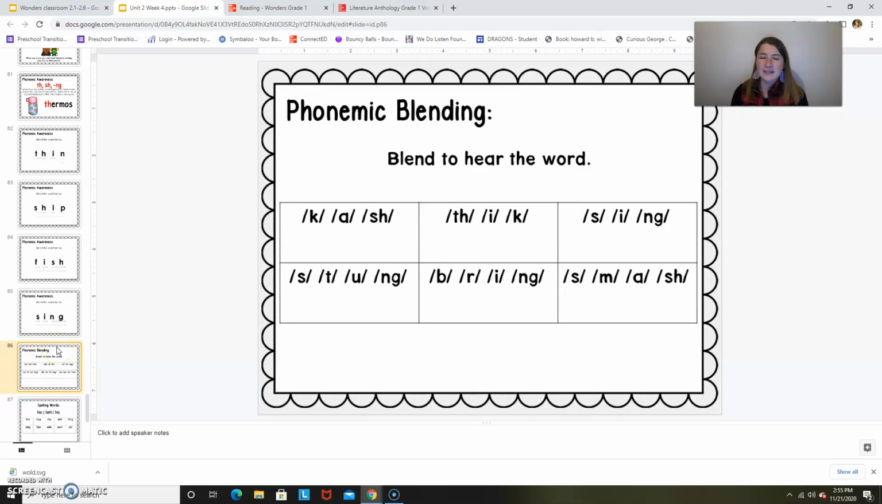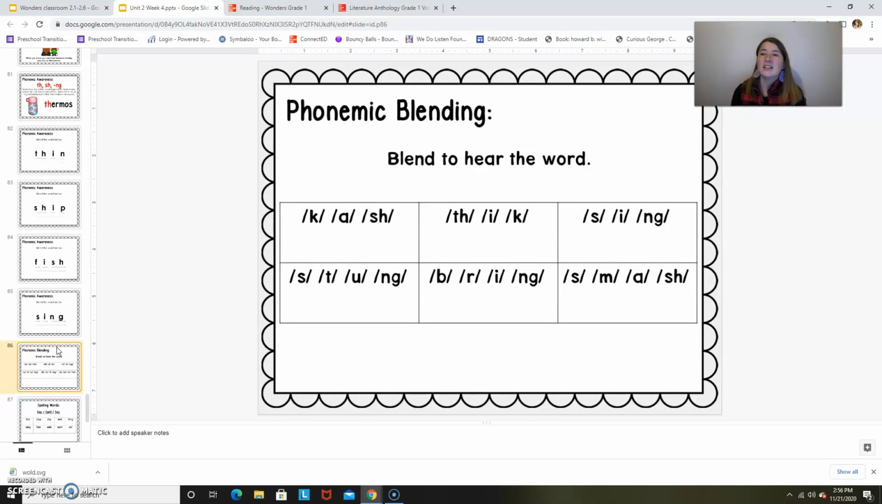All right, I'm going to say the sounds. You guys are going to blend them together to say the word, to hear the word. Are you ready? K-a-sh. Cash, that's right. The digraph in there, or the buddy letters, S-H. Ick. Thick, that's right. The digraph in there is T-H, or the buddy letters.